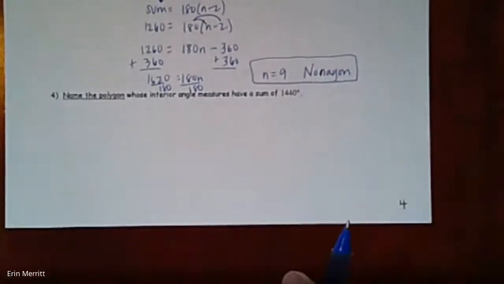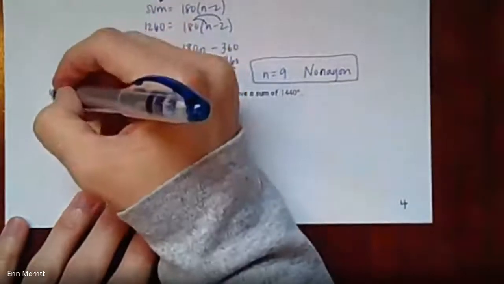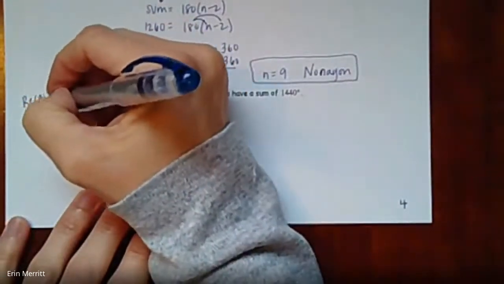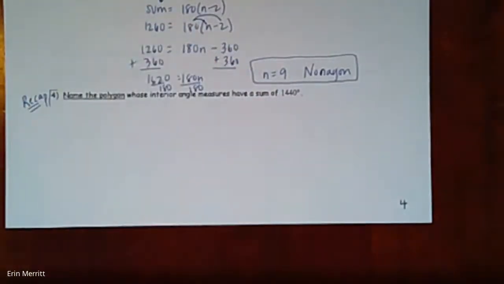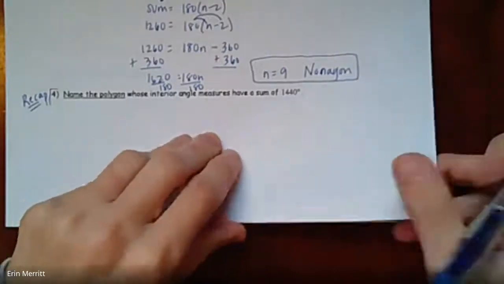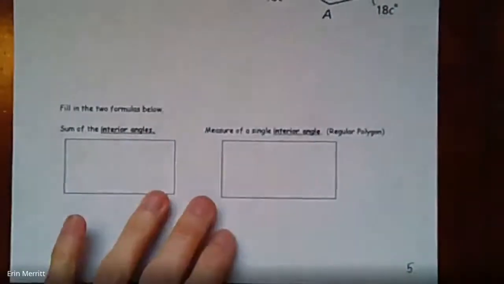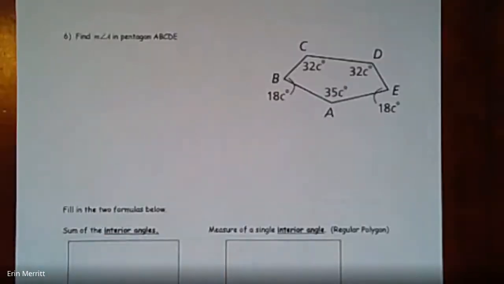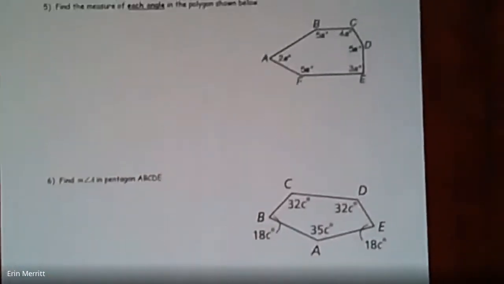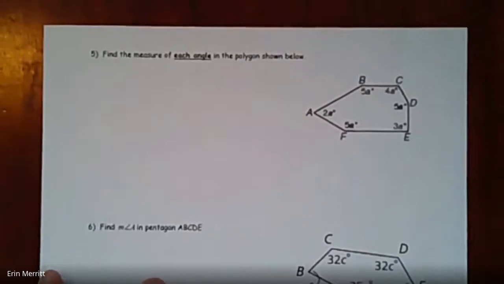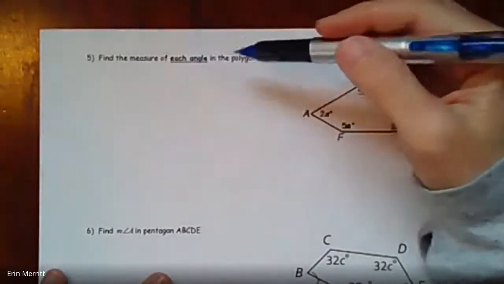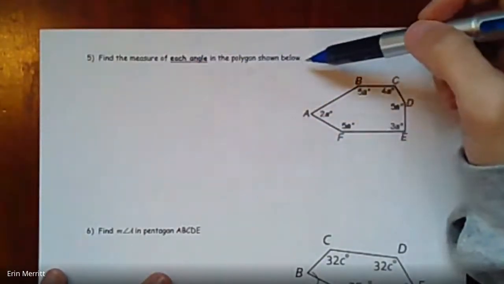For number 4, let's save this one for a little recap for class. You've got one more page to look at. Flip it on over. So number 2 you did on your own. Number 4 we're going to do together the next time we see each other. Let's do number 5. On number 5, find the measure of each angle in the polygon shown here.